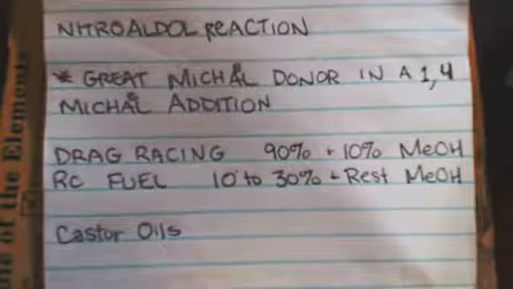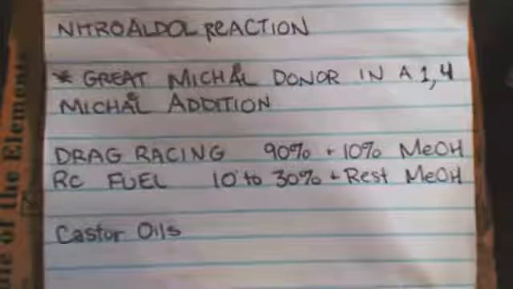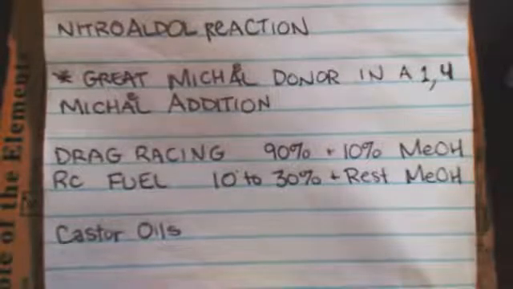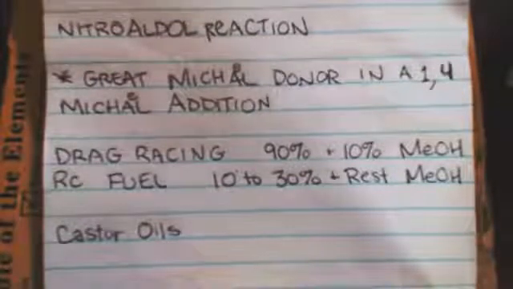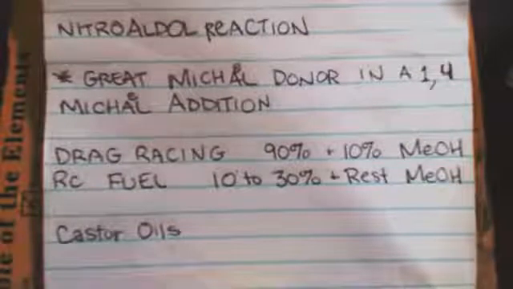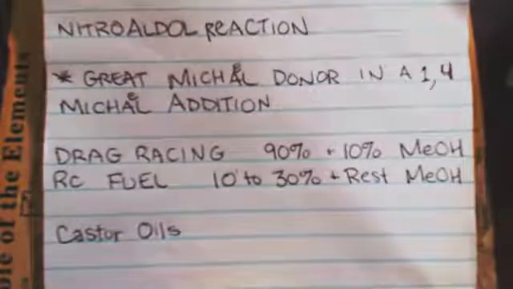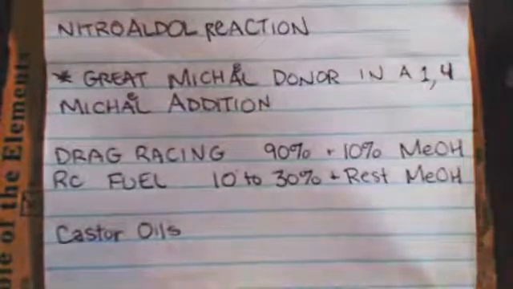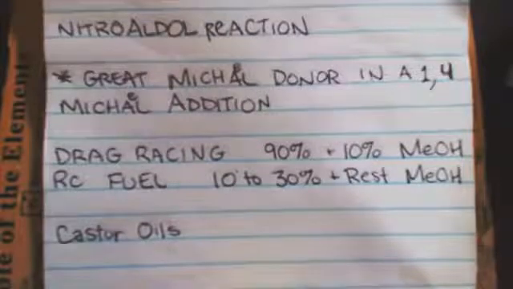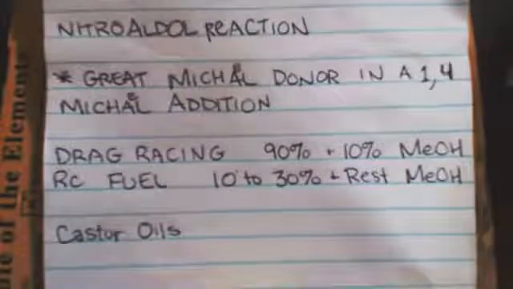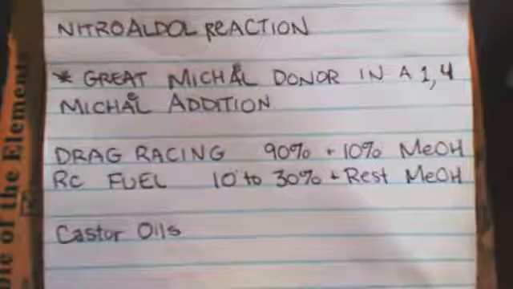Well, let's get into how you get this stuff now, okay? There's two ways you can buy stuff and extract. One is drag racing fuel. That's 90% nitromethane and 10% methanol. Or you can get RC fuel. Now, what is RC fuel? RC stands for radio controlled. It can be a car, a radio controlled helicopter, or whatever, as long as it uses liquid fuel, not batteries. But it's only 10 to 30% nitro, and the rest is methanol. So you got a lot of methanol in there.